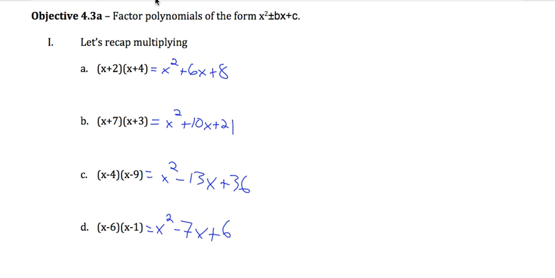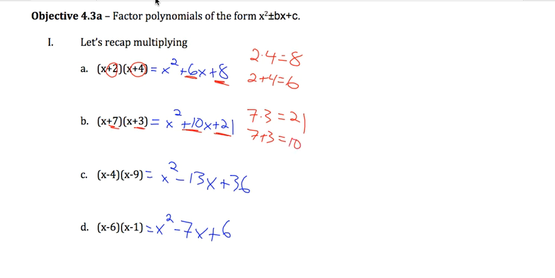Okay, hopefully you've taken some time to think about that. The pattern that I see is, for example, in this one, we started with the numbers 2 and 4, and we ended with the numbers 6 and 8. 2 times 4 equals 8. 2 plus 4 equals 6. If we look at that in all of these, that's the thing that seems to work out, right? 7 times 3 is 21. 7 plus 3 is 10.